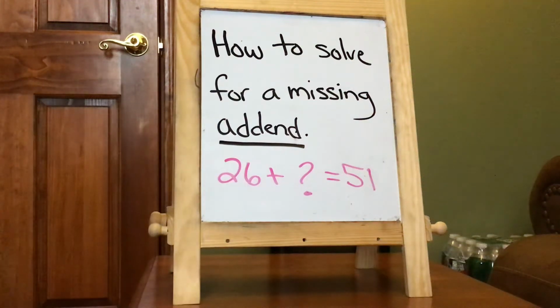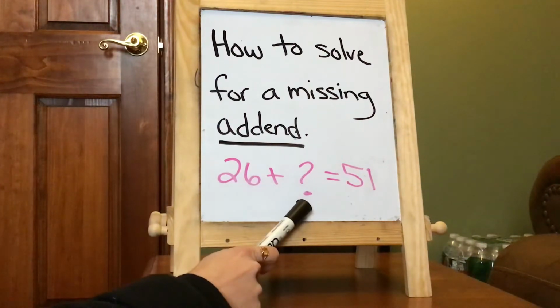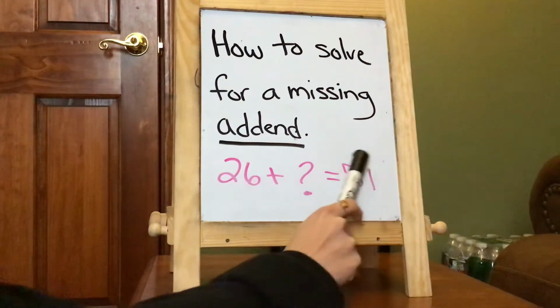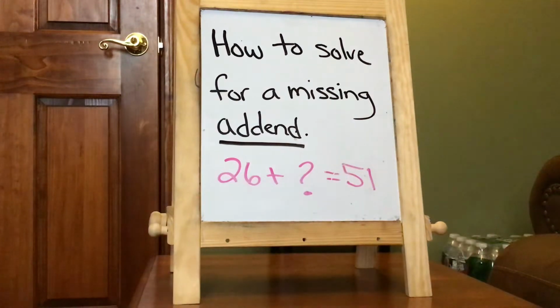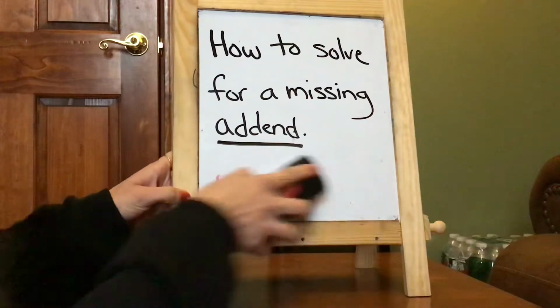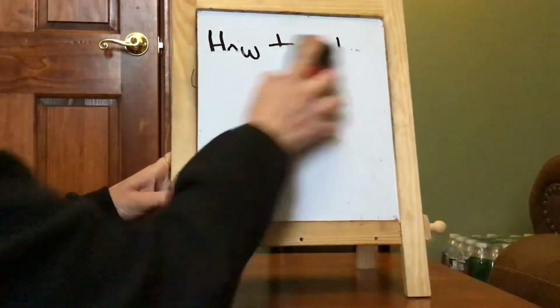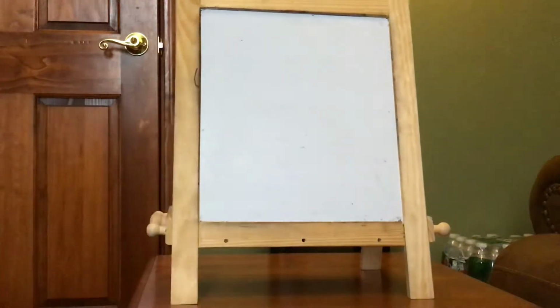Hello everyone, I'm Miss LaPointe and I'm making a video on how to solve for a missing addend. When we say addend, we mean one of our smaller parts in our equation that adds up to our whole number or our sum. One strategy we can use to solve for the missing addend is to draw a picture.